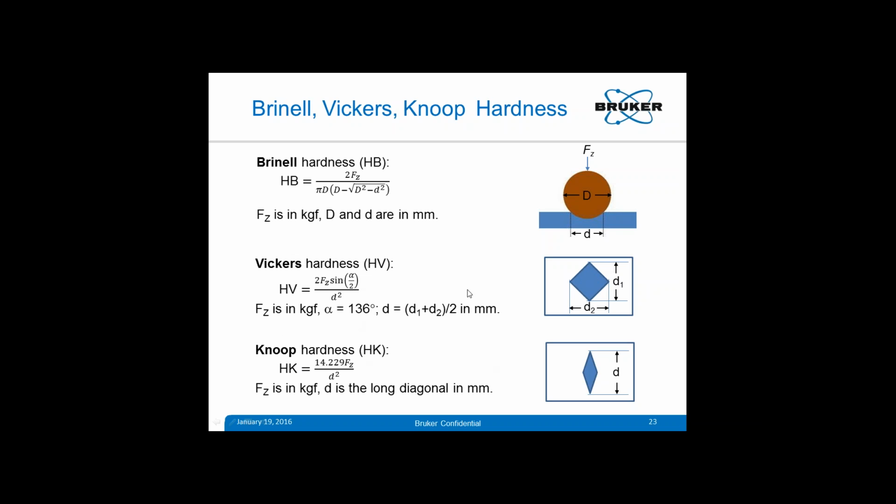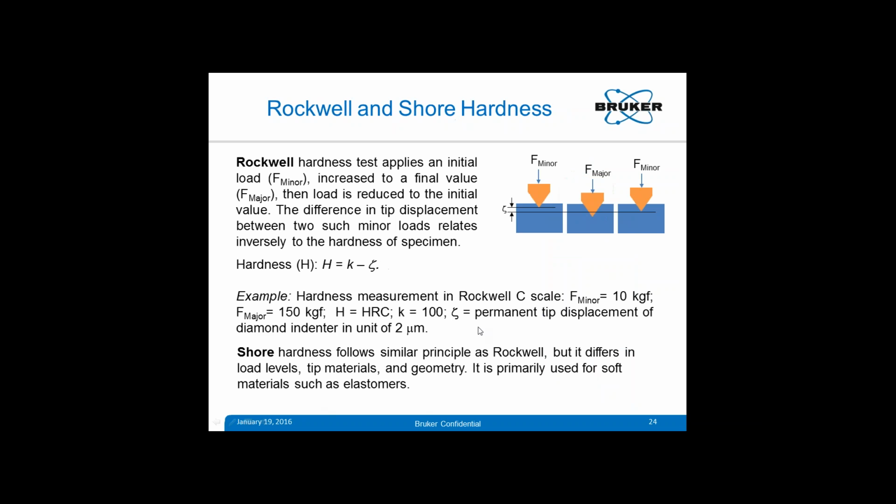And Knoop hardness is similar to Vickers, but it has a little bit of difference in the sense that the indented diagonals are not equal. So it has a rectangular prism kind of shape. The ratio is about 1:7. And in this case, only the long diagonal is measured, and from the long diagonal data, you can calculate the Knoop hardness.